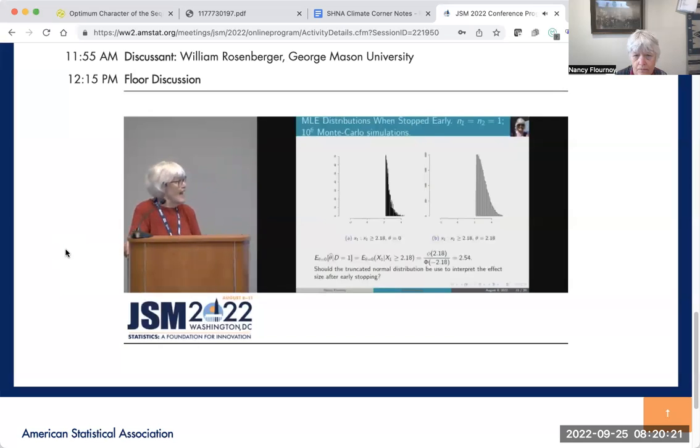So let's look at that. Here's what happens if you stop at stage 1. You only observe stage 1. Again, on the left, we have the null hypothesis, theta equals 0. And on the right, we have the value of theta at the critical point for stopping. So again, I think this requires some discussion and some thought.